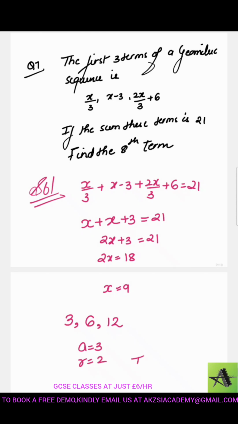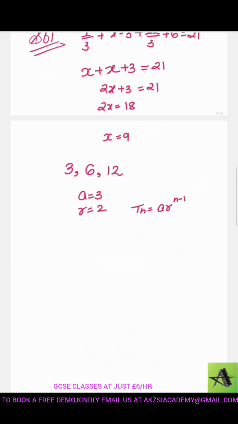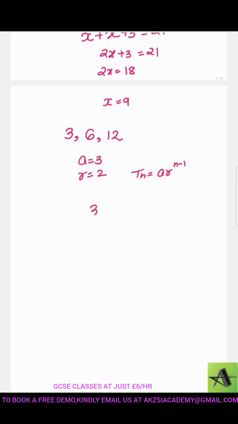So we know the nth term is ar^(n-1). We have to calculate the 8th term. So a is 3, r is 2, and n minus 1 is 8 minus 1. 3 times 2 to the power of 7. 2 to the power of 7 is 128, and 3 times 128 is finally 384. So the 8th term of the sequence is 384.